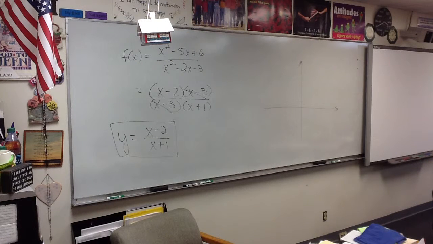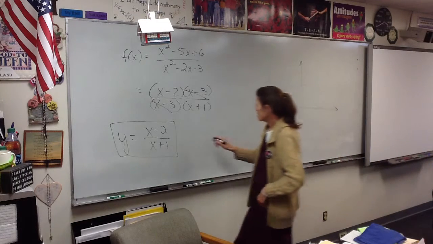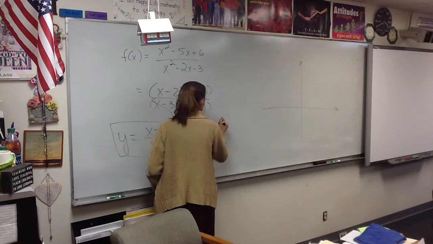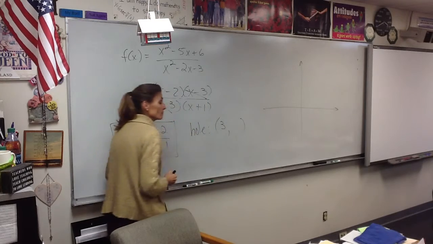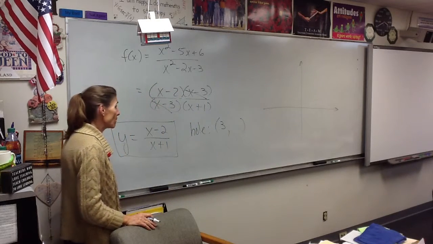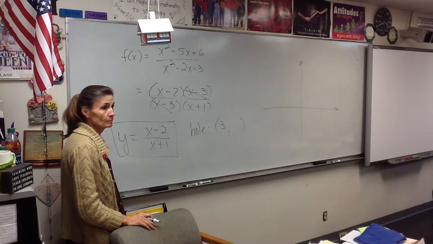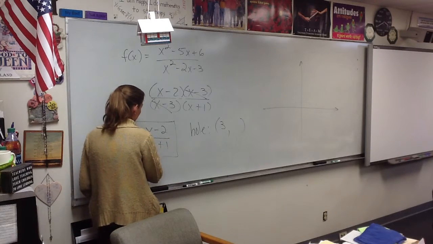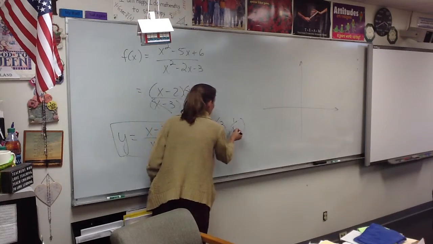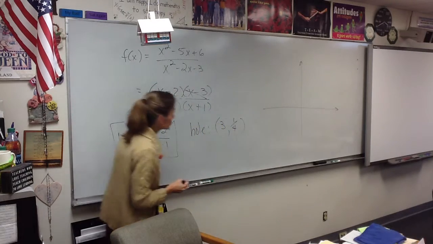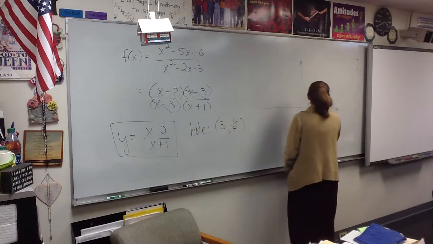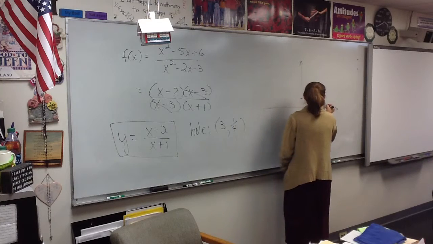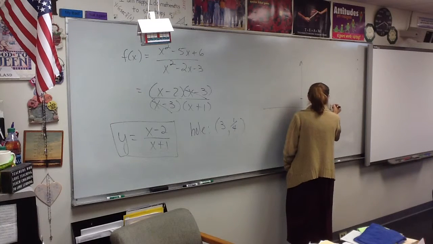Since I canceled out an x minus 3, I know I'm going to have a hole where x is 3. How do I find the y? I plug it in, and if I plug in 3, I get 1/4. So when I plot that on my grid, 3, 1/4, it's like right here.